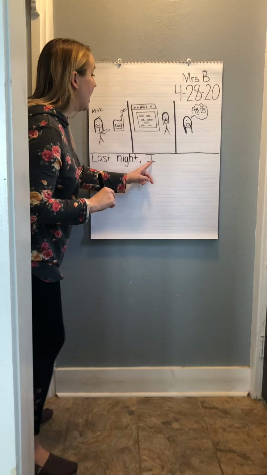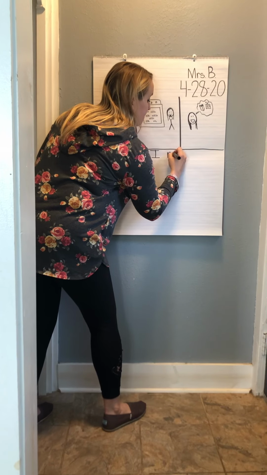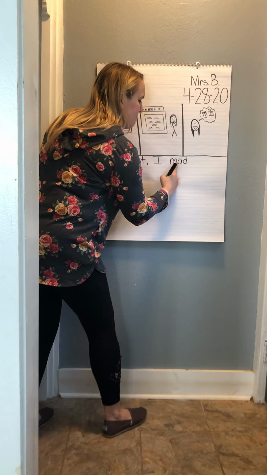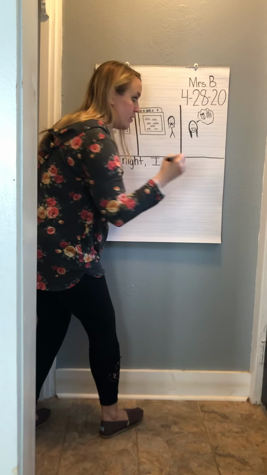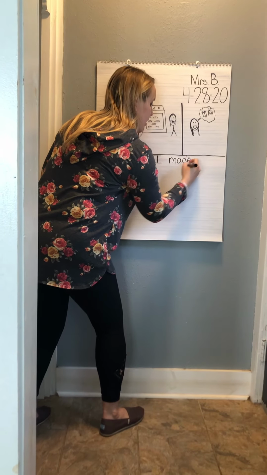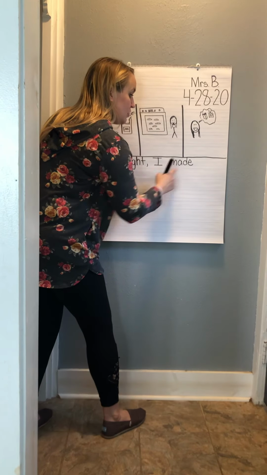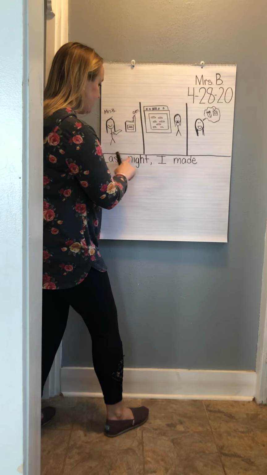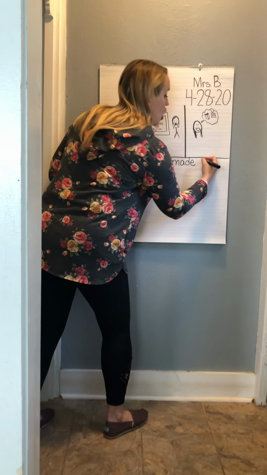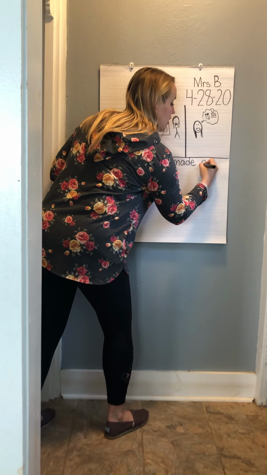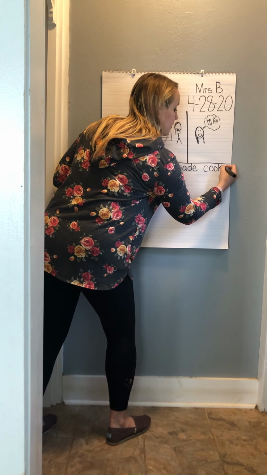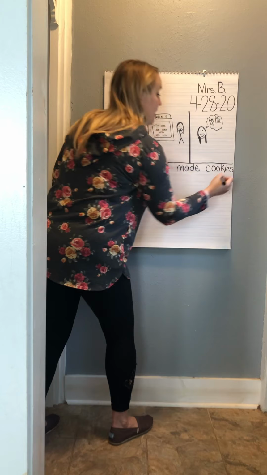Last night, I, which is always an uppercase because it's your name when you're writing, and we always use uppercase for our name and the beginning of a sentence. Last night, I made. Hey, that says A. Aid. I need my super E on the end. You're right. That vowel said its name, which means that super E jumped over to make it that way. Last night, I made cookies. We talked about that double O sound. Cookies.